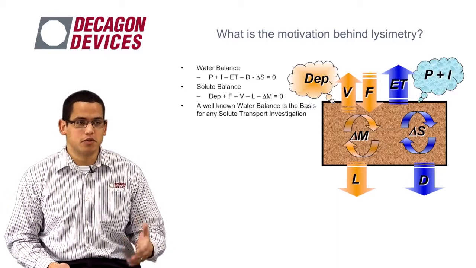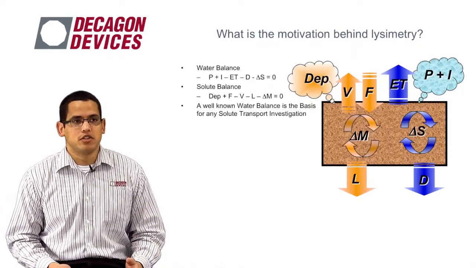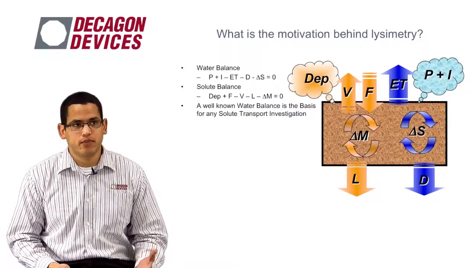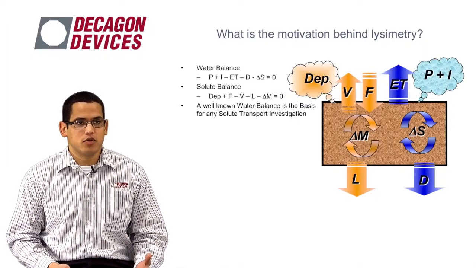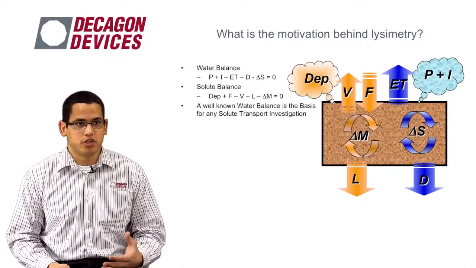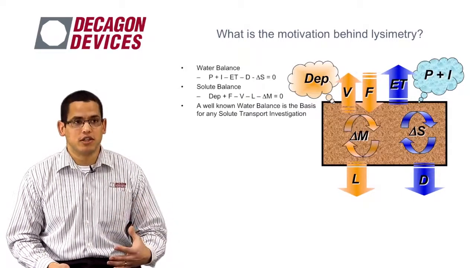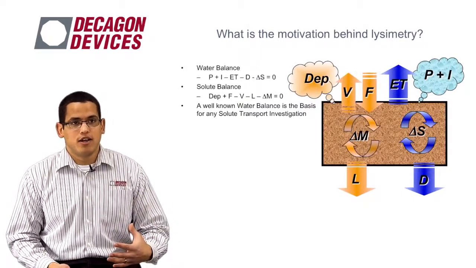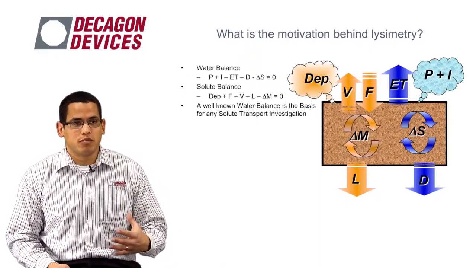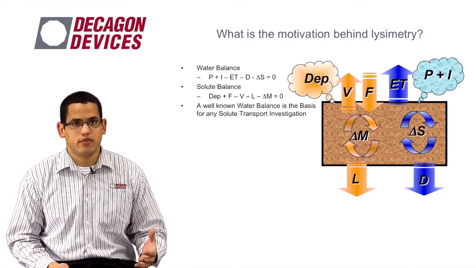And it's really crucial that we understand the water balance. Here you see an equation for the water balance. Two of the values that we use lysimeters to understand are evapotranspiration and drainage. Along with that, it's really important that you understand the solute balance. A well-known water balance is the basis for any good solute transport investigation.